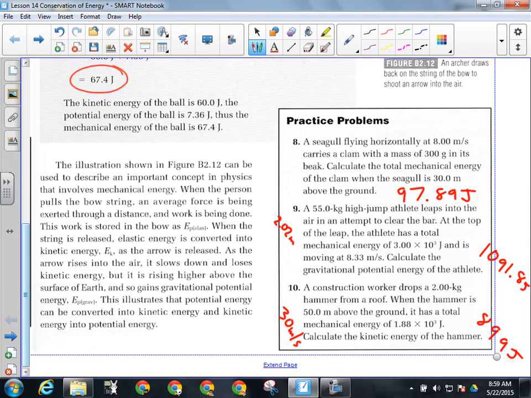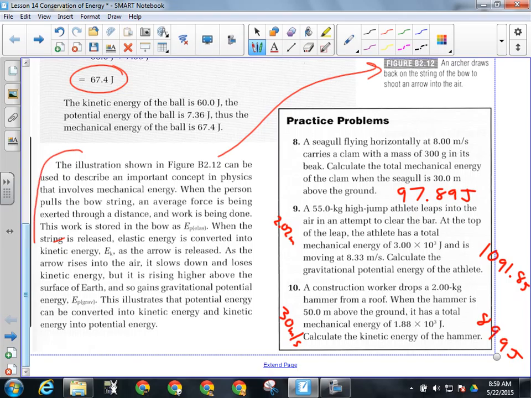So the illustration here, that's what we've just been talking about, an important concept in physics that involves mechanical energy. This figure is the bow and arrow person here. When a person pulls back the bowstring, an average force is being exerted through a distance, so work is being done. The work is then stored in the bow as elastic potential energy. When the string is released, the elastic potential energy is converted to kinetic. As the arrow rises, it turns into potential and so on. That's what we just talked about there.